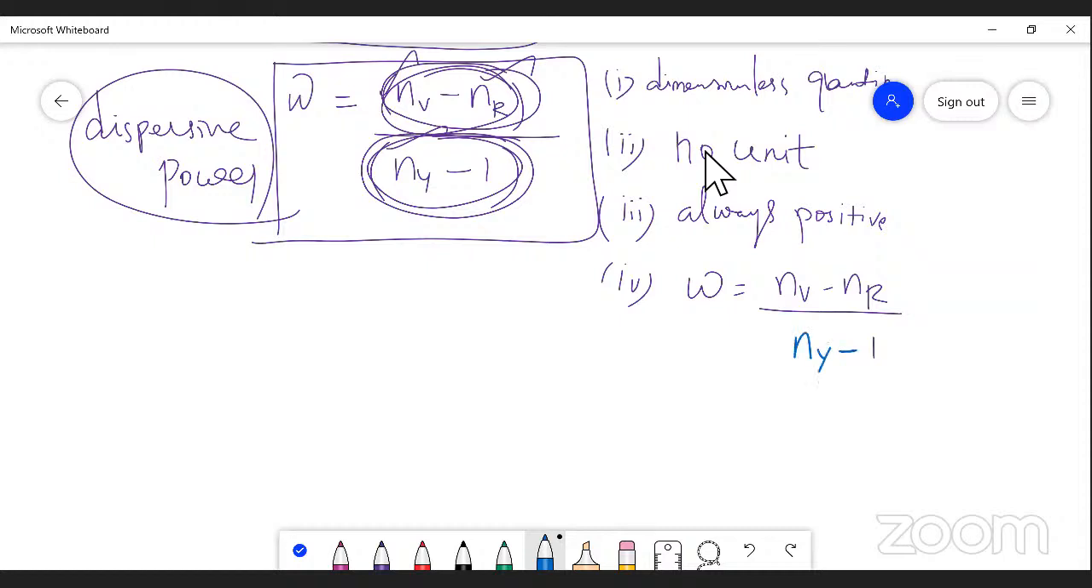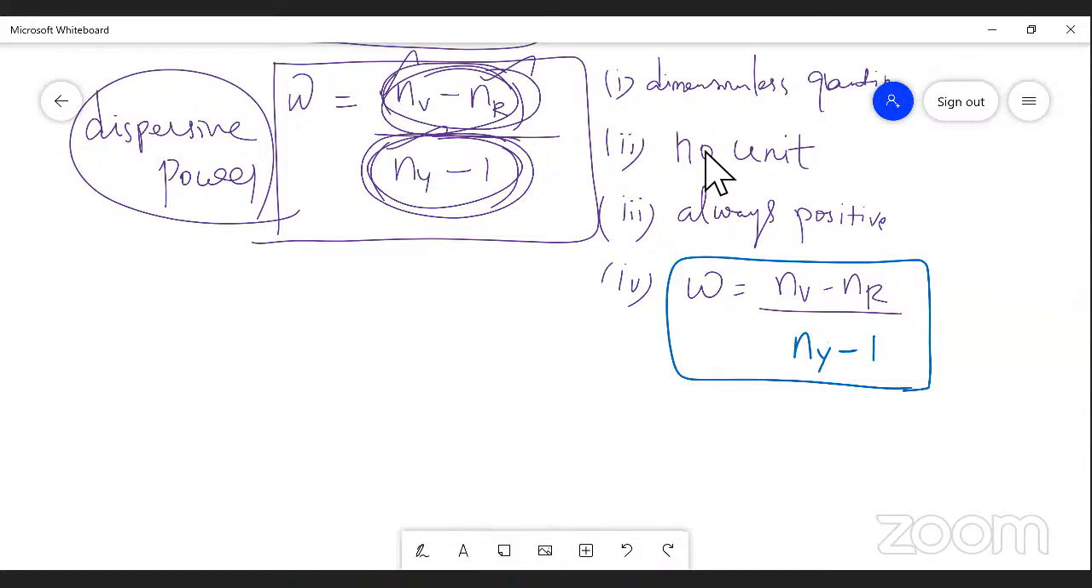This is the equation of dispersive power. Omega is equal to NV minus NR divided by NY minus 1. These are three very, very important concepts. The first concept is dispersion, the second is angular dispersion, and the third is dispersive power. These are the main three concepts of dispersion of light through a prism.